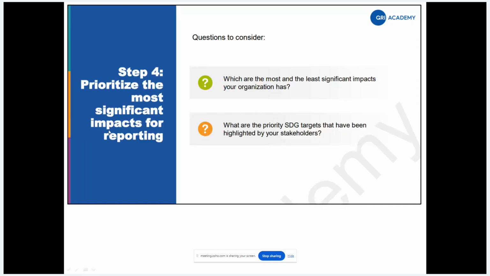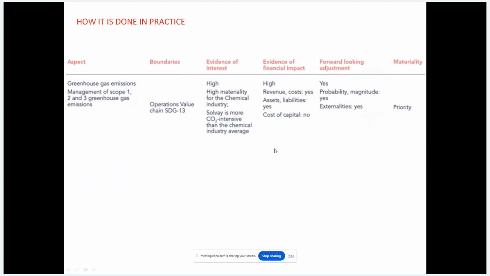So prioritize the most significant impacts for reporting. What question you have to ask yourself, that is, how do you do the prioritization? Which are the most and the least significant impacts your organization has? So what are the priority SDG targets that have been highlighted by your stakeholders? So whenever some human impact is there, that has to be prioritized. We have already seen that.